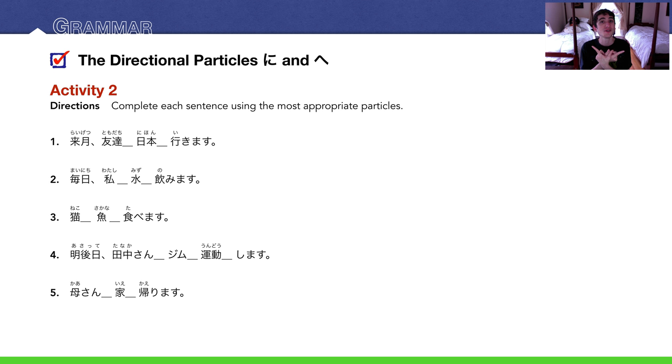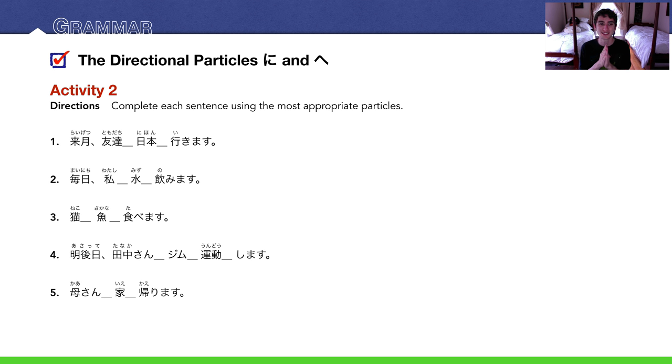猫を魚は食べます。 Because of particles, you can switch words like this in Japanese. It doesn't sound common. It's not very common to do that. But it makes sense, I guess. Fish eat cats. That's a little strange, but grammatically, I guess it's fine. 猫を魚は食べます。猫は魚を食べます is the best answer there.